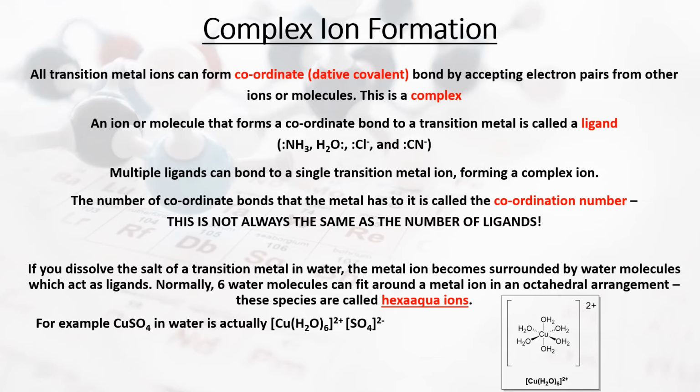An example would be copper sulfate, CuSO4. If I dissolve this in water, what we actually create is the copper hexaaqua ion, Cu(H2O)6 2+, and then we also have our sulfate anions, the SO4 2- anions, floating around as well. So when we dissolve it in water, we don't just think of it as copper 2+ and sulfate 2-, but actually as our copper hexaaqua ion, with the water molecules making 6 coordinate bonds to the copper, and our sulfate anion.